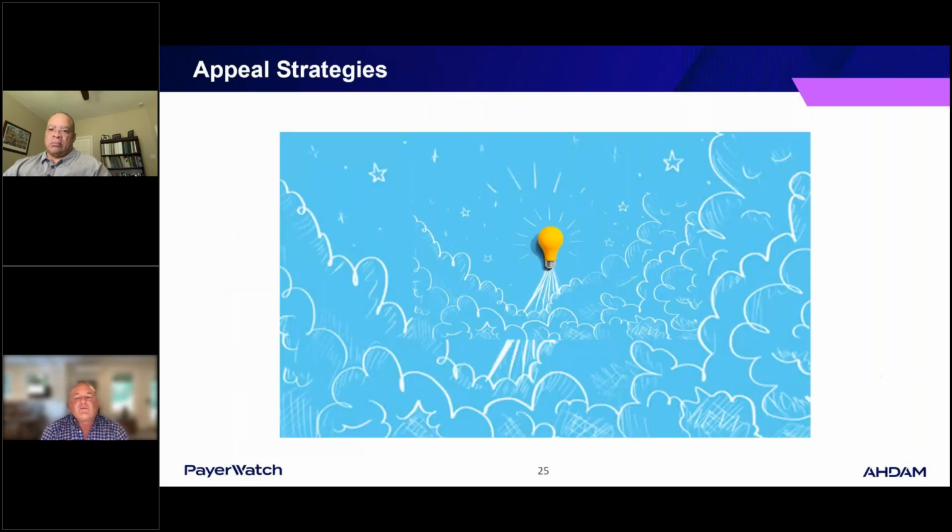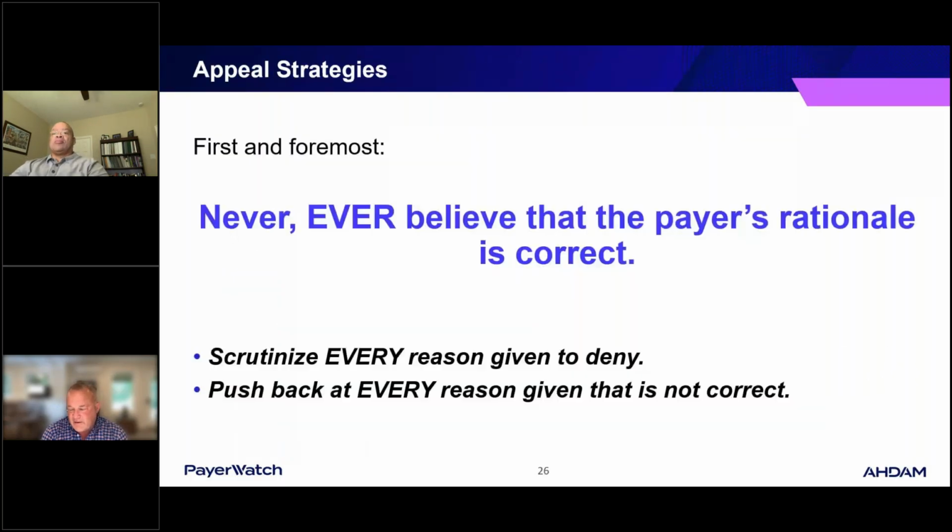Never ever trust what the payer is telling you. Time and time again, we find errors in what's being alluded to. I may look at citations that they use in support of their argument and find out that they post-dated the date of service. So they may point to a journal article that was released in 2025 for a date of service in 2023, for example. Look at every reason that they have, and I try to push back at every reason that is not correct.